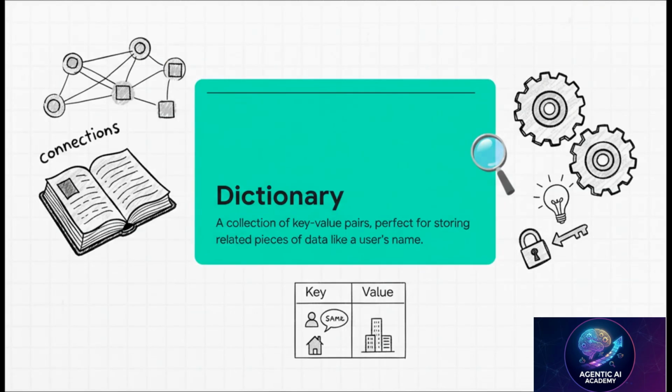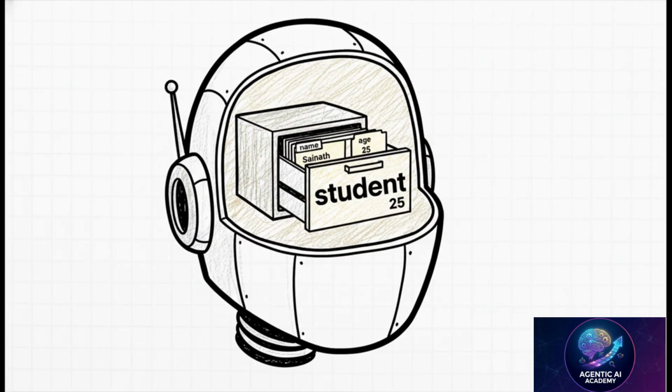Next up in our toolkit is the dictionary. Now, instead of just a sequence of items, a dictionary is all about connections. You have a key, kind of like a word, and a value, like its definition. It's perfect for storing pieces of data that are related to each other. So why does this matter so much for AI? Well, here's the crucial point. An AI agent's memory is basically just a really sophisticated dictionary. It needs to store facts like a user's name, or their preferences, or the current state of the world. Dictionaries are how an agent builds its internal knowledge base.